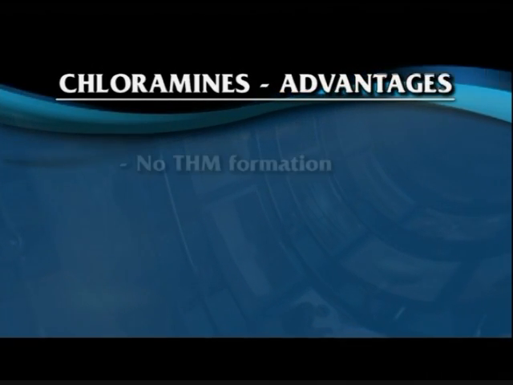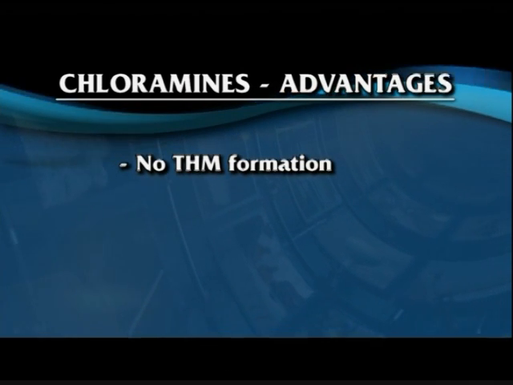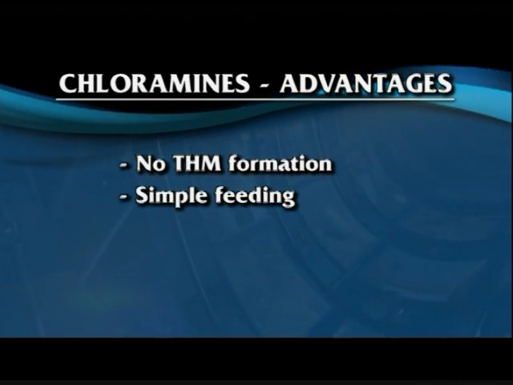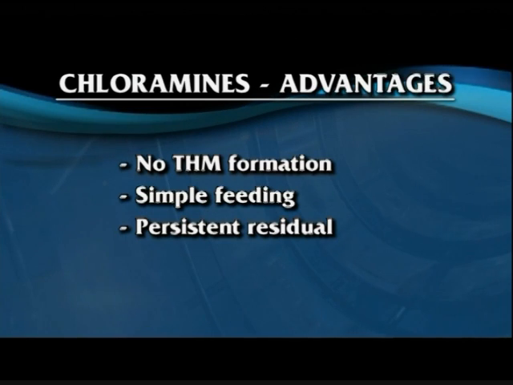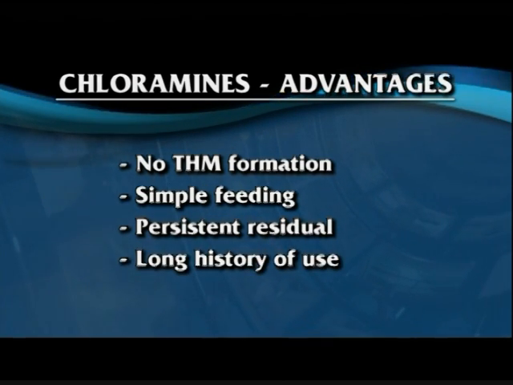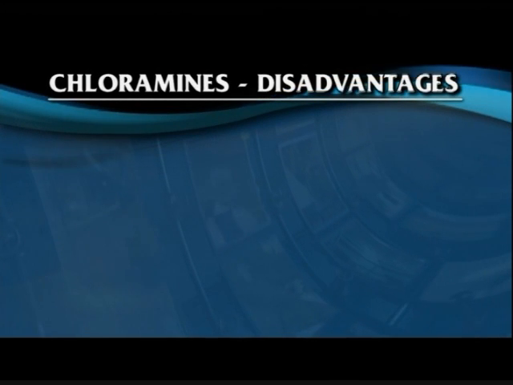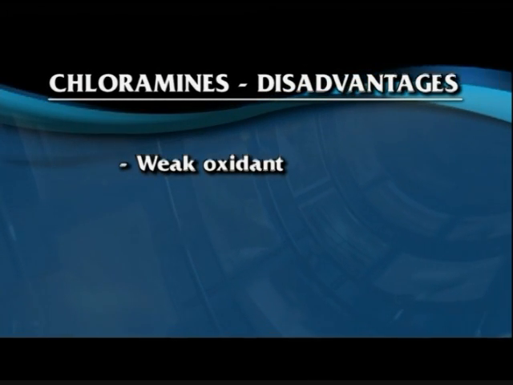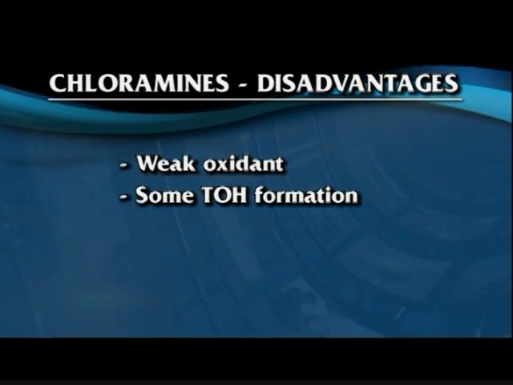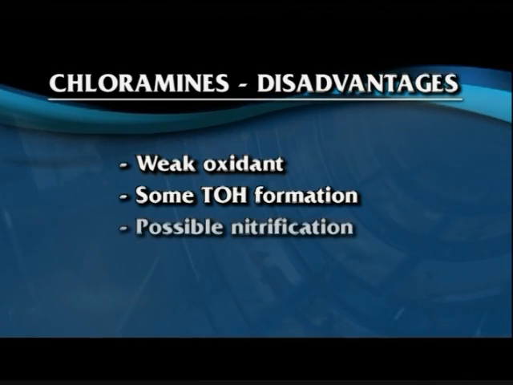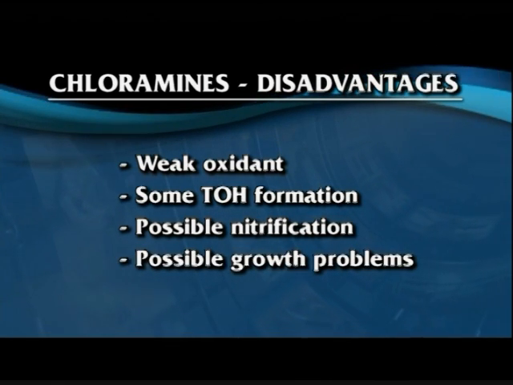Chloramine's advantages include little or no trihalomethane creation. It's simple to use, has a persistent residual, may better control biofilm, and has a proven history. Unfortunately, chloramine is a weak oxidant and can still cause some total organic halide formation. Chloramine is often associated with biological nitrification in distribution systems, which has its own concerns.